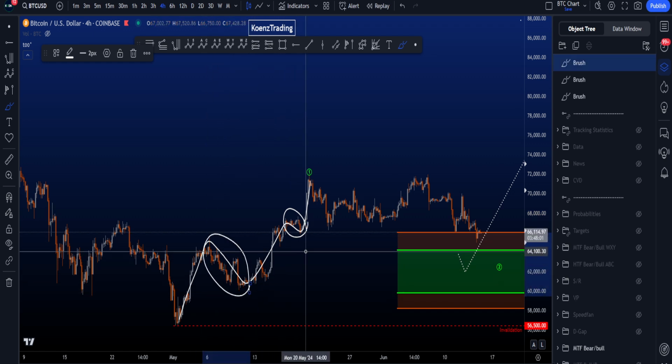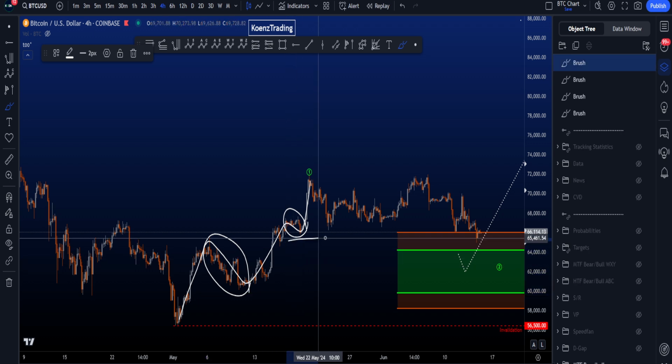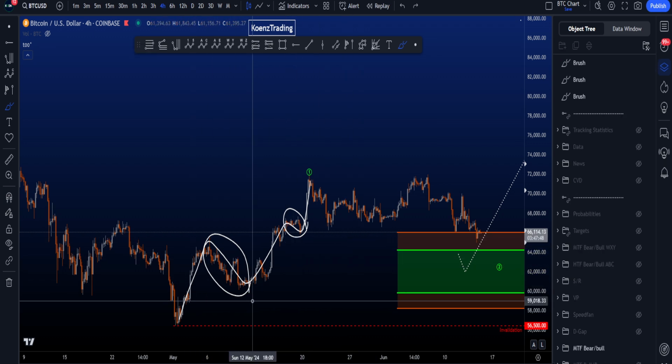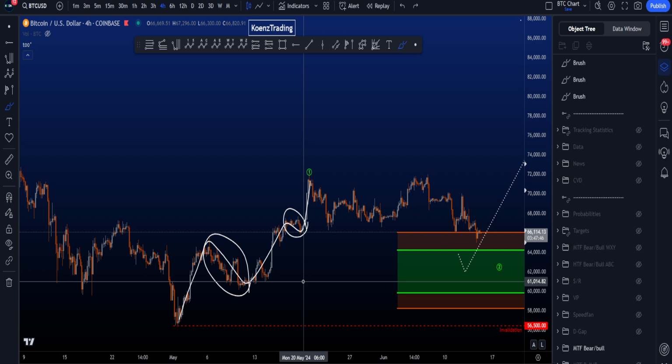Now, most commonly, a wave 4 is longer in time than a wave 2. It is not a rule, it is a guideline, right? It is something that happens most often. Probabilities are on the side for a wave 4 to be longer in time than a wave 2, but that is not the case here. Okay, that's not necessarily a problem.